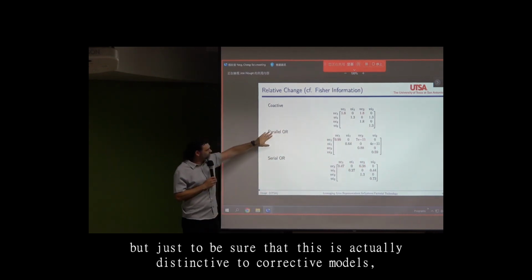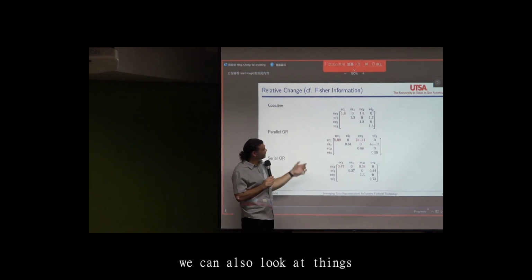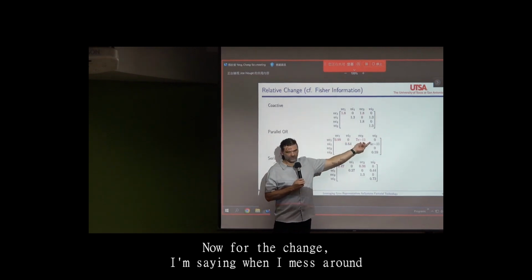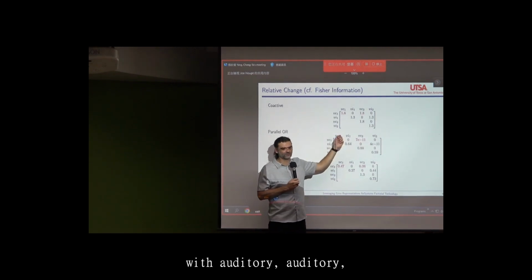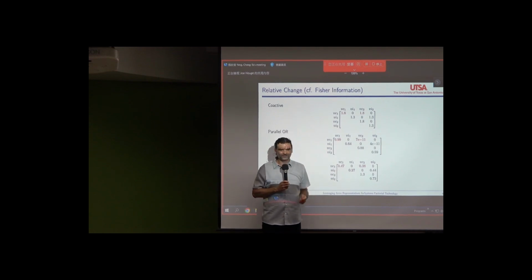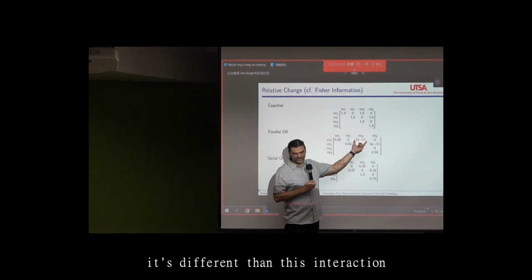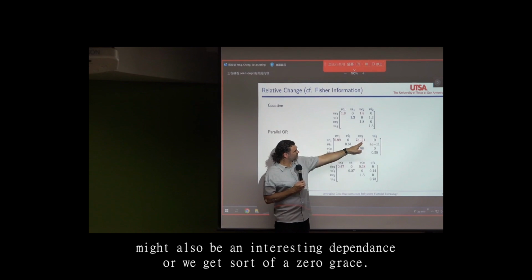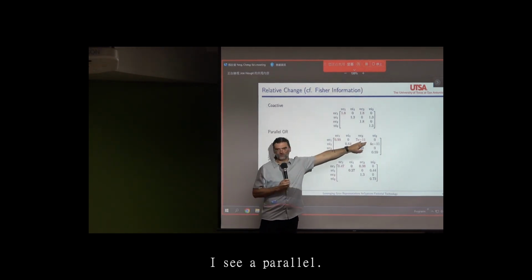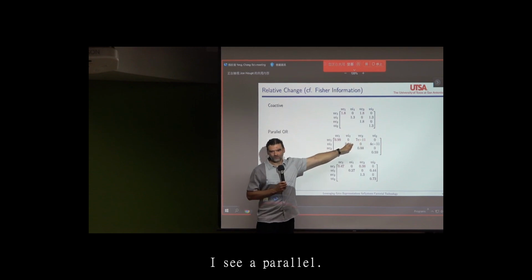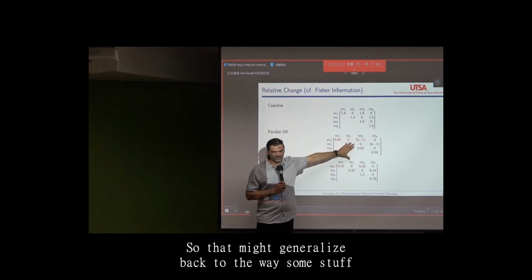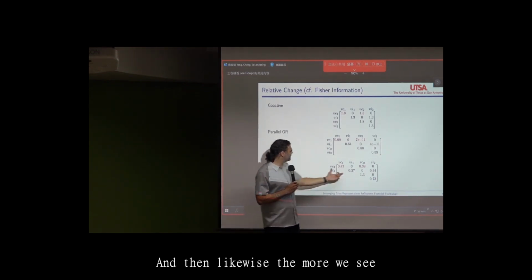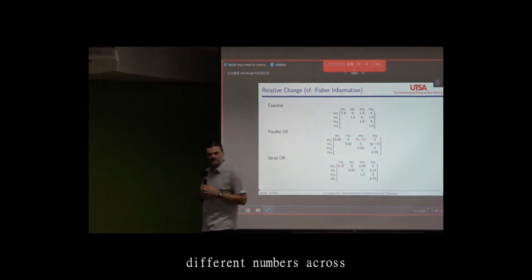But just to be sure that this is actually distinctive to coactive models, we can also look at things like a parallel OR model, and we see a big difference here now. The change I'm seeing when I mess around with auditory is different than this interaction between auditory and visual, which is almost zero here. This, by the way, might also be an interesting thing to explore. We get a zero Grice IC for parallel OR for this particular case. That might generalize, and might be related to some stuff that Bob has done, and maybe some of the other stuff out there. And then likewise with serial OR, we see different numbers across those two.